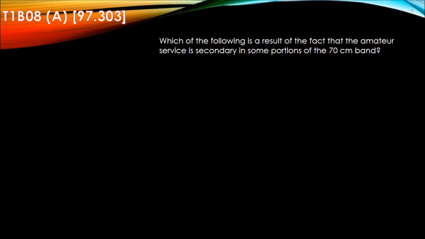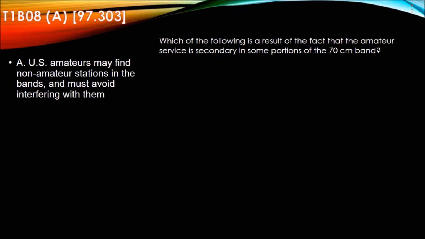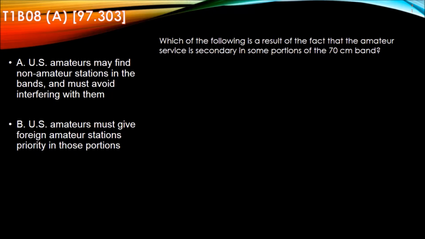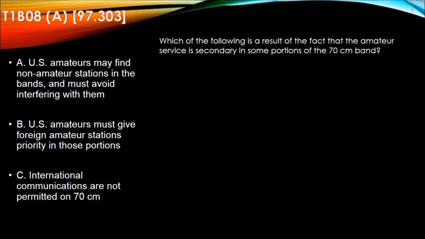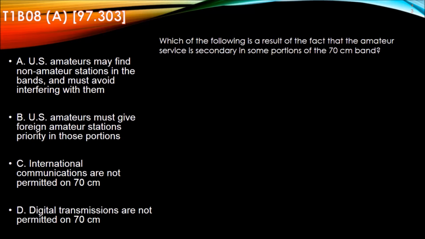T1B08. Which of the following is a result of the fact that the amateur service is secondary in some portions of the 70 centimeter band? A. U.S. amateurs may find non-amateur stations in the bands and must avoid interfering with them. B is U.S. amateurs must give foreign amateur stations priority in those portions. C. International communications are not permitted on the 70 centimeter band. And D. Digital transmissions are not permitted on 70 centimeter.